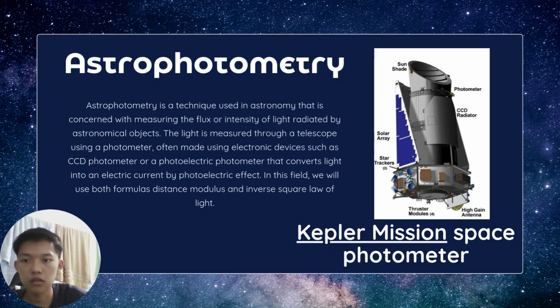Astrophotometry is a technique in astronomy used to measure the flux or intensity of light emitted by celestial objects. This is done using telescopes equipped with photometers, such as CCD photometers or photoelectric photometers, which convert the light into electric current through the photoelectric effect. So in this field, we will use both formulas, distance modulus and the inverse square law of light.